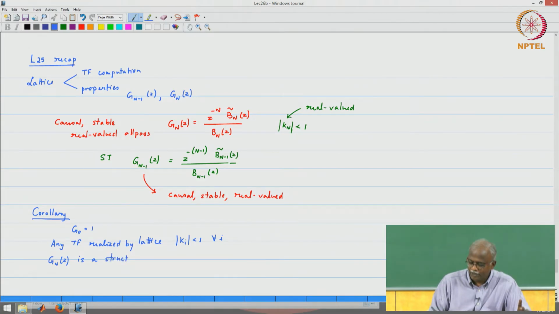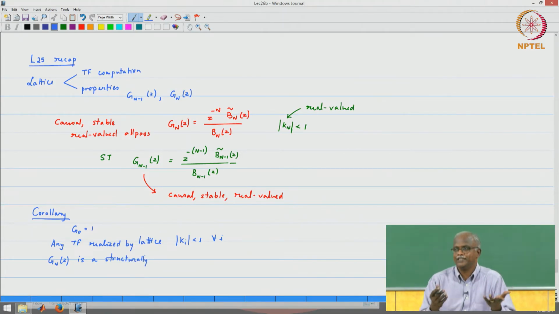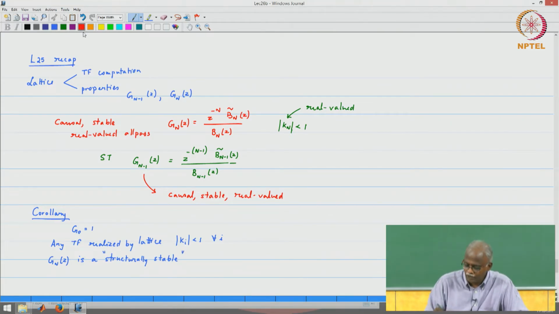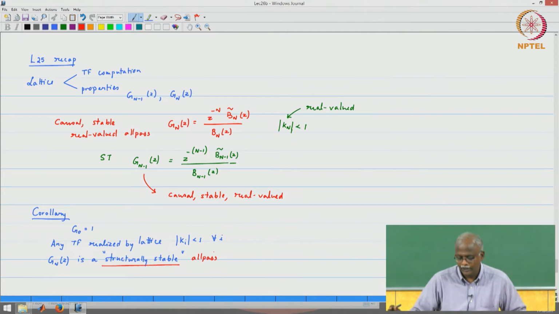That means the stability has been enforced by the structure. What you can show is it's a stable all pass, but how did it achieve its property? It's because of the structure and the way you construct from the lower order to the higher order, and the property gets preserved. Structurally stable all pass, that is a useful result for us to verify.